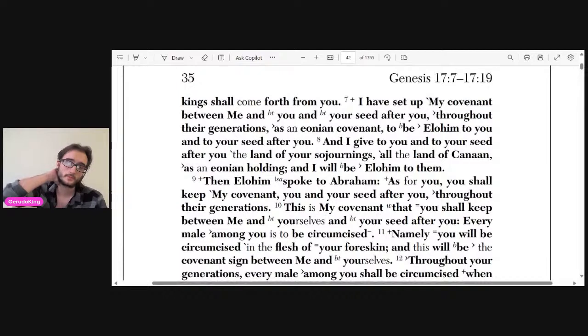I have set up my covenant between me and you, and your seed after you, throughout their generations, as an Eonian covenant, to be Elohim to you and to your seed after you. And I give to you and to your seed after you the land of your sojournings, all the land of Canaan, as an Eonian holding, and I will be an Elohim to them.